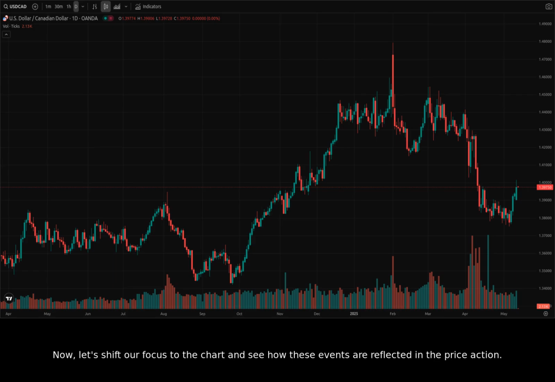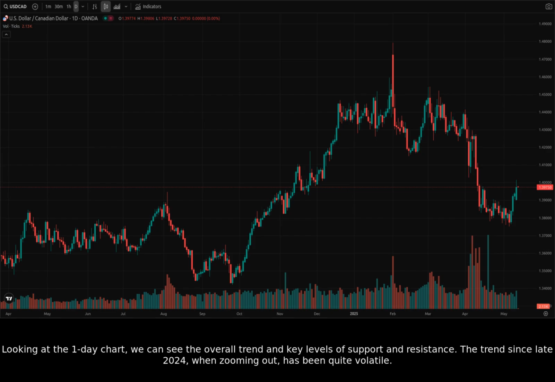Now, let's shift our focus to the chart and see how these events are reflected in the price action. We will start with the daily chart to get a broad overview. Looking at the one-day chart, we can see the overall trend and key levels of support and resistance.